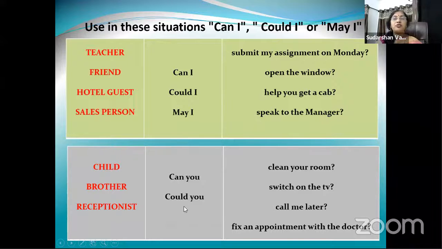Yes, I'm in a meeting, therefore the reception calls you. This can be my answer. Could you fix an appointment with the doctor? The receptionist can say, certainly. This is semi-formal. Or, I'll surely fix an appointment. So on and so forth. So, could you, receptionist; can you, child and brother; can I, to friend; could I, to hotel guest or salesperson; may I, to teacher. So look at this can, could, and may, and how you maintain levels of formality.